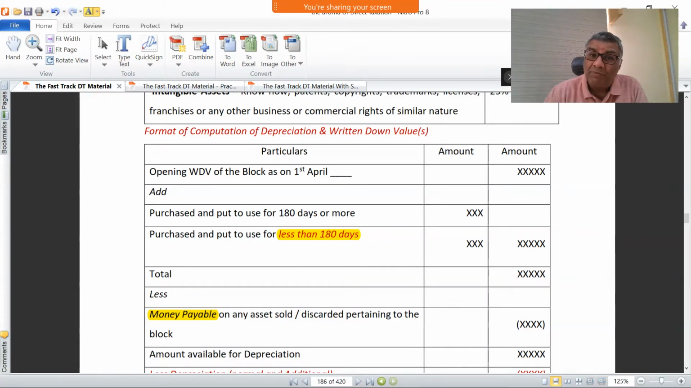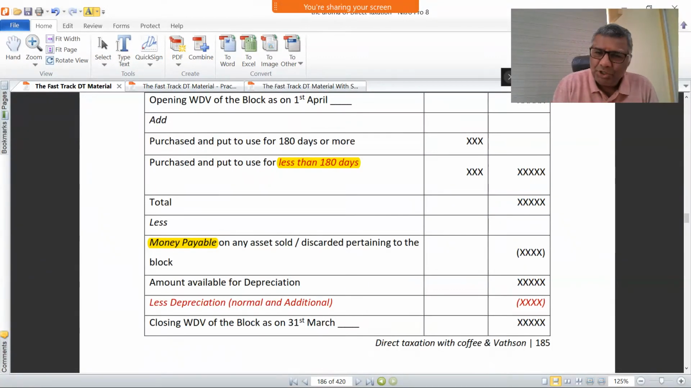Here, block of asset concept. I don't know which asset you have sold. So whatever is your sale value, I will reduce it. And on the balance, I will claim two types of depreciation.